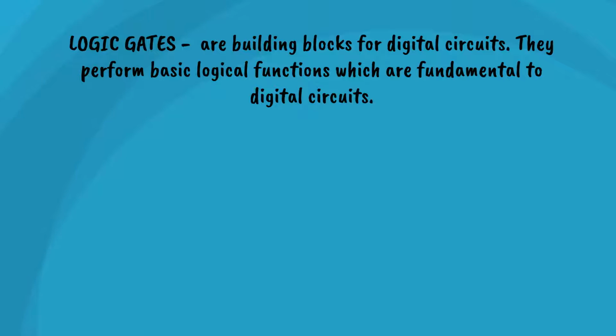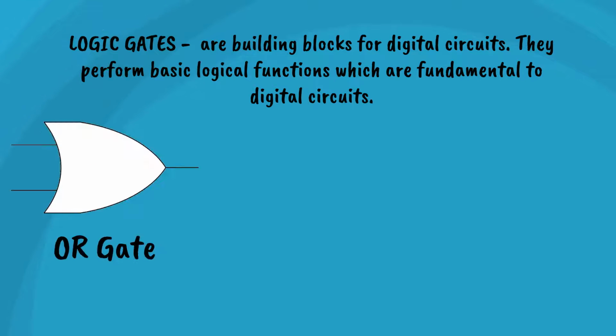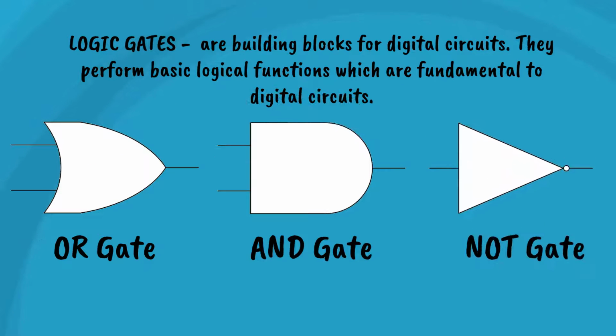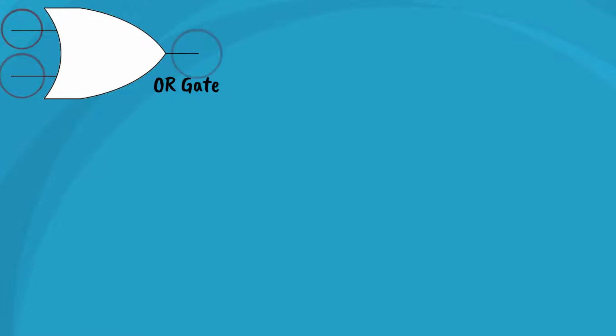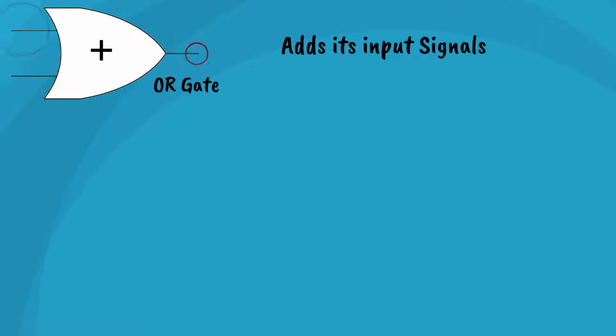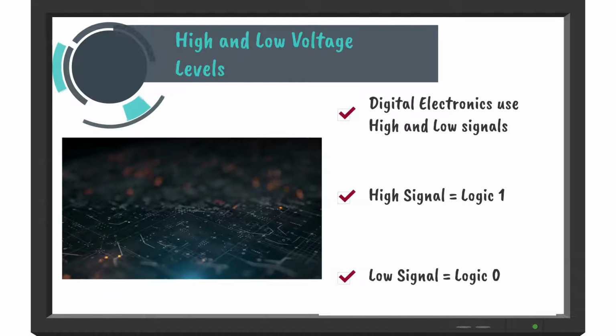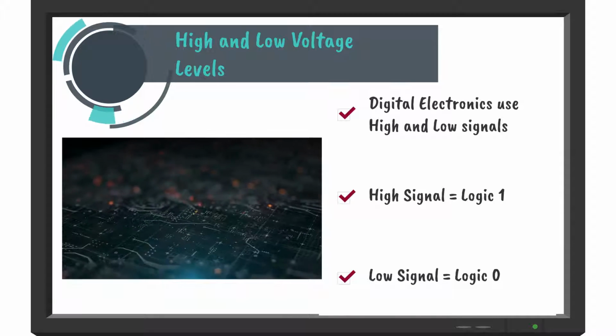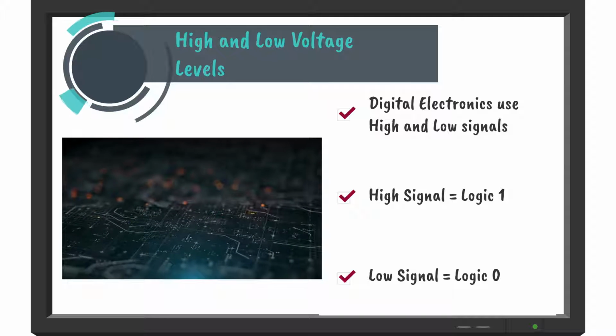The three most basic gates are the OR gate, AND gate, NOT gate. The OR gate has two inputs and one output. The OR gate is shaped like an arrowhead, and the OR gate adds its inputs. Now, we're talking about digital electronics. Digital electronics use high and low signals.